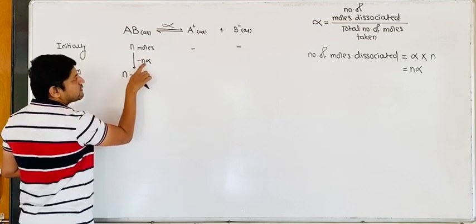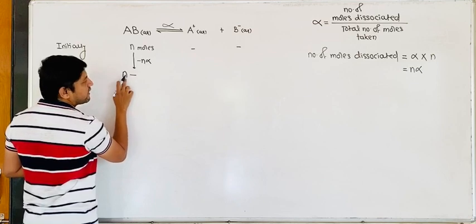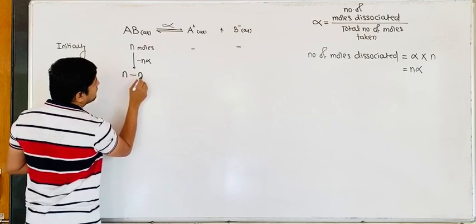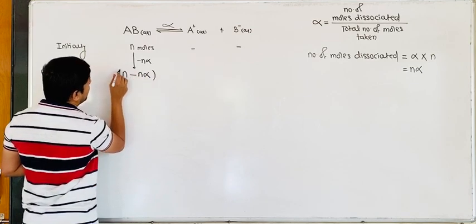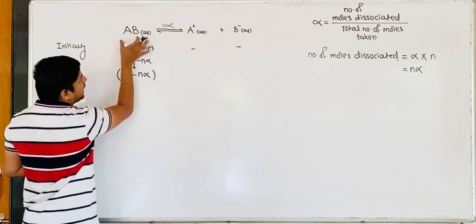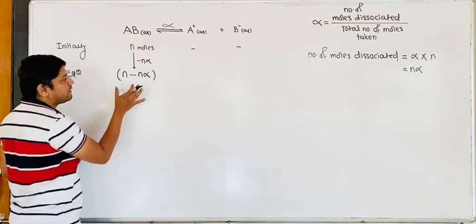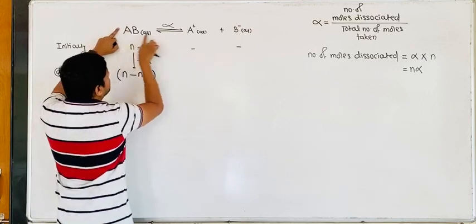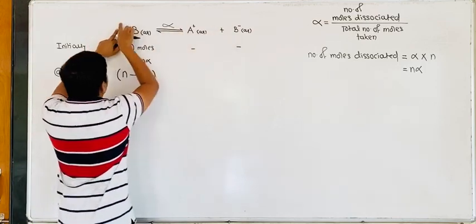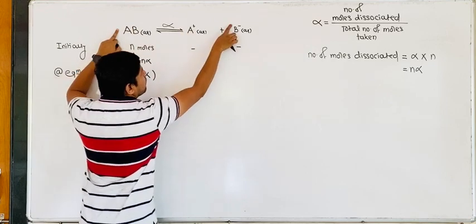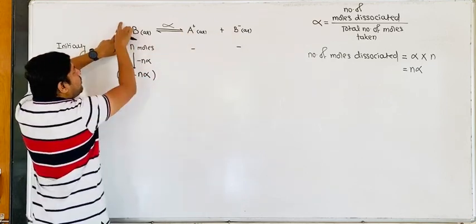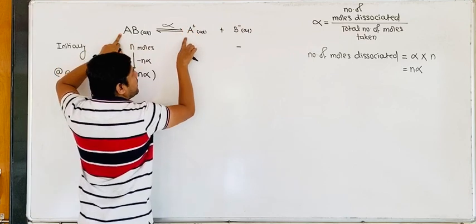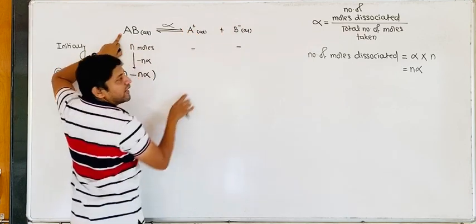Initial moles minus moles dissociated: n minus n into alpha. These are the moles of AB that remain undissociated when equilibrium is attained. Hence the stoichiometry of this dissociation process is 1:1:1. That means when 1 mole of AB dissociates, it forms 1 mole of A plus and 1 mole of B minus.